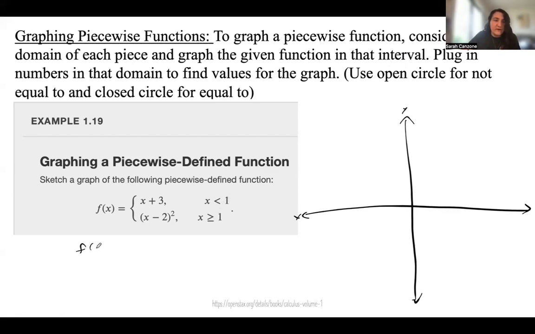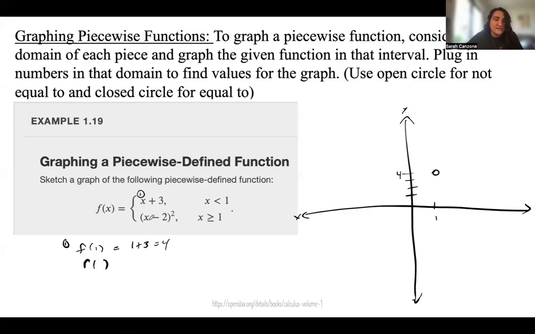So I'll say f of 1, for graph 1, equals 1 plus 3, which is 4. But it's not actually equal to 1 because we can't actually have a point there. So at x equals 1, which I'll say is here, our y value, 1, 2, 3, 4, has an open circle. If there were to be a point, that's where it would be, but we don't have a point, so that's how we indicate it. Now as x is less than 1, I'll choose 0.